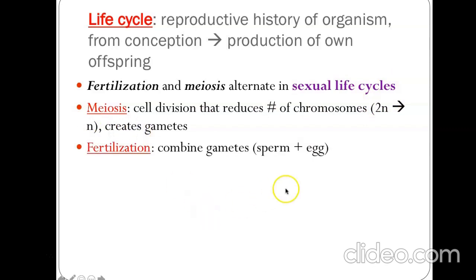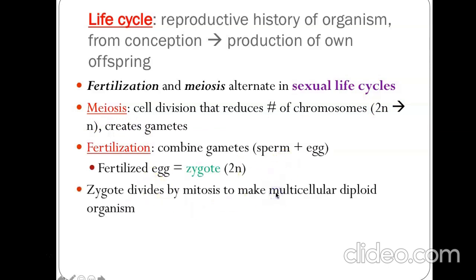Fertilization, I just need you to know the definition. When sperm and egg fuse to form a diploid cell is fertilization. That diploid cell is called a zygote. A fertilized egg is called a zygote. A zygote then divides by mitosis to make a multicellular diploid organism. So I hope the process is kind of coming together for you. Meiosis makes sperm and egg. Sperm and egg fuse together through the process of fertilization. It forms a zygote. The zygote then does mitosis to form a multicellular organism. Within that multicellular organism, meiosis occurs and sperm and egg are made.